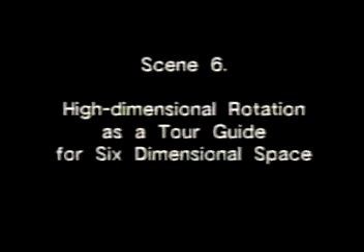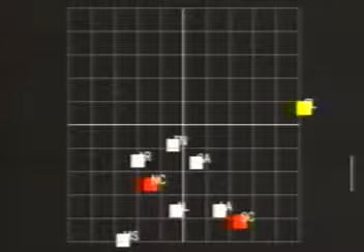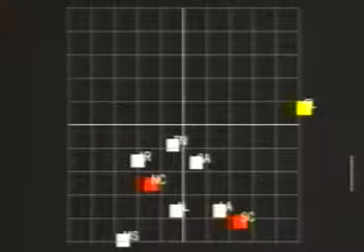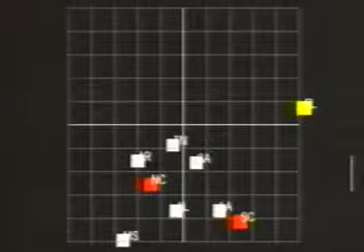In the next scene, we will tour high-dimensional space. For simplicity, we begin by touring 4-dimensional space. In later scenes, we will tour 6-dimensional space. What we look at is paths of movement. States which follow similar paths are close together in high-dimensional space. States that follow different paths are far apart.